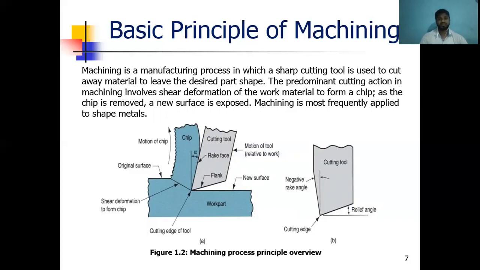The predominant cutting action in machining involves shear deformation of the work material to form a chip. As the chip is removed, a new surface is exposed. Machining is most frequently applied to shape metals. So these are the basic principles of machining.